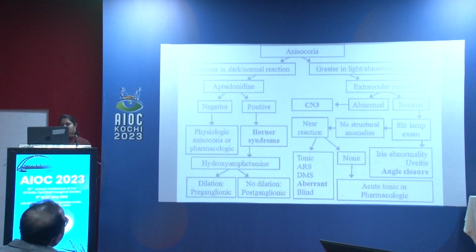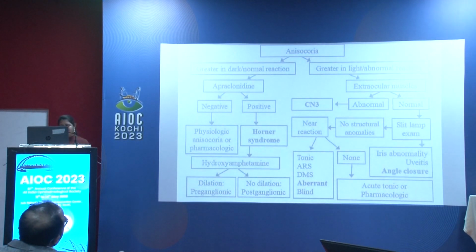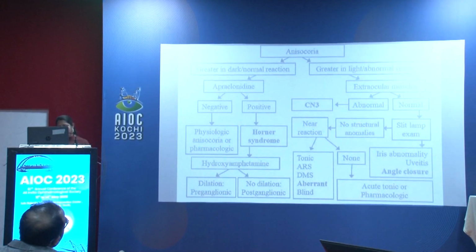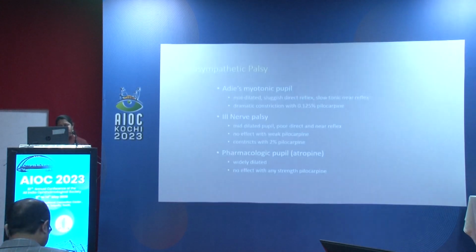If anisocoria is more in bright light, then more common is third nerve palsy, with abnormal muscles. If the muscle movements are normal, then think about other things like Adie's pupil or angle closure glaucoma, where there is a vertically oval fixed mid-dilated pupil. So Horner's being sympathetic palsy. Now coming to parasympathetic palsies, we have Adie's, third nerve, and pharmacological pupil.